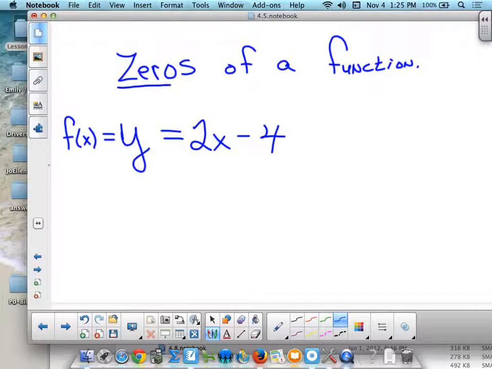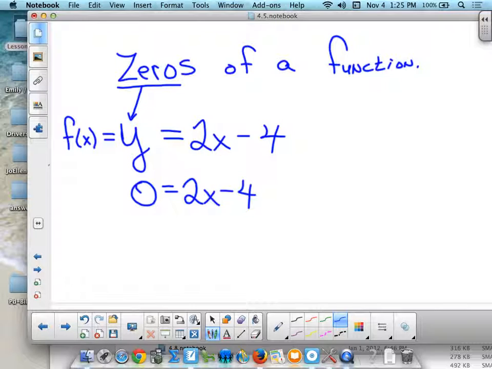So when I say I want the zeros of a function, here's what I want. I want to know what x value makes the y value 0. So really, I'm just going to replace the y with a 0. Basically I'm saying, what x value makes the y value 0? I heard somebody say it already. X is 2.